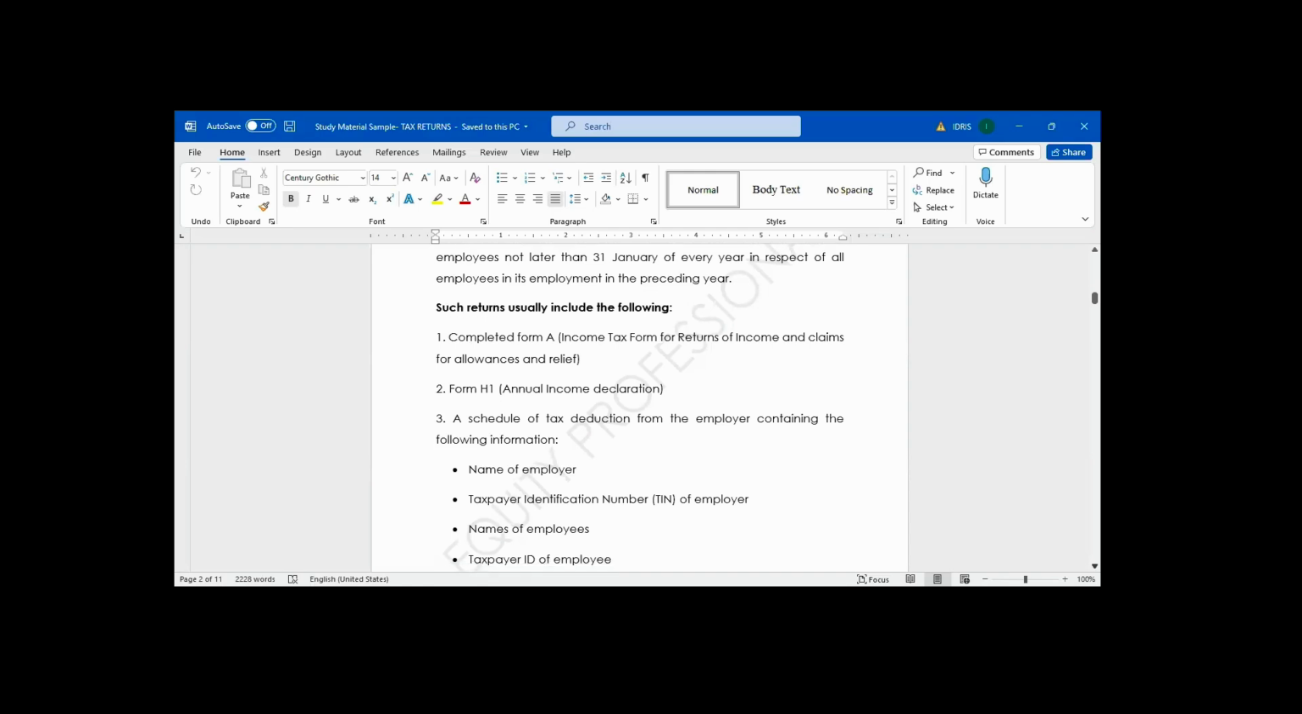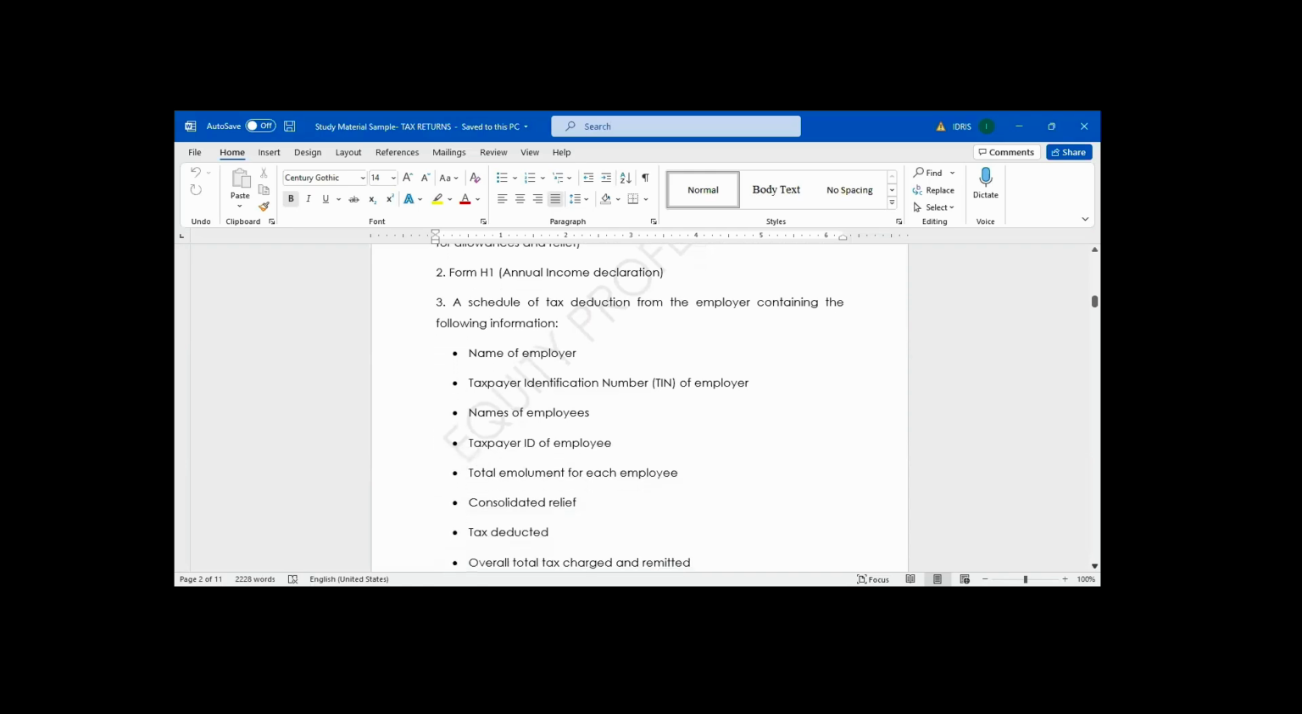Another content of PAYE annual return, schedules of tax deduction from the employer. Schedules of what? Tax deduction from the employer. These schedules of tax deduction from the employer contain the following information. What are the information contained by this schedule? Number one, name of the employer. Name of who? The employer. Tax identification of the employer. Name of the employee. Taxpayer ID of the employee. Every employee must have a taxpayer ID. The total emolument for each employee.